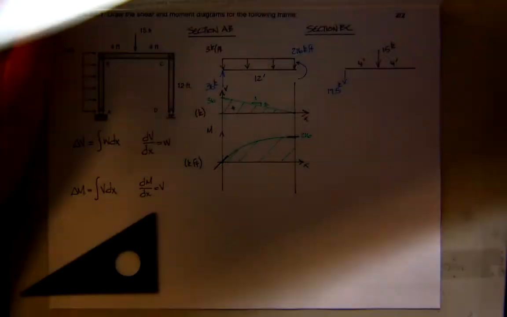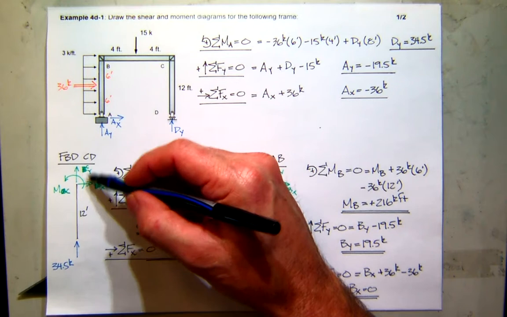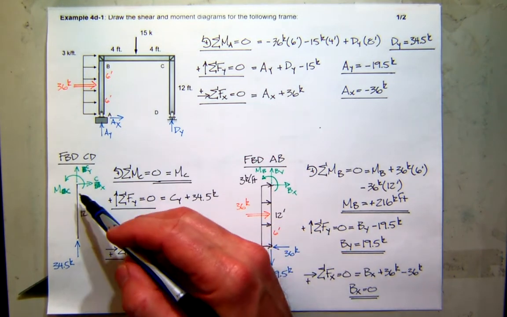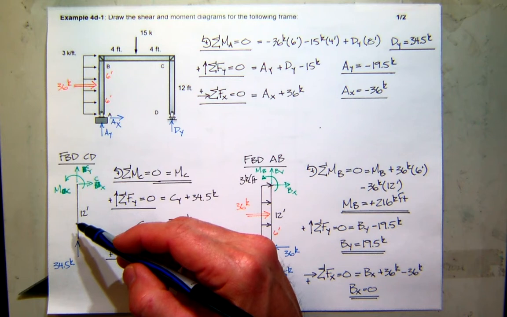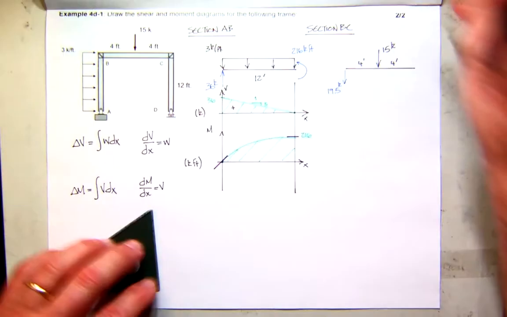What about on this end? This is C, all right? So when we solve for CY over here, what do we get? We got CY was negative 34.5. We assumed it was up, so it's down here. That means it has to be up on the other one.